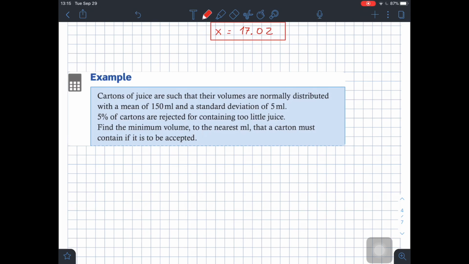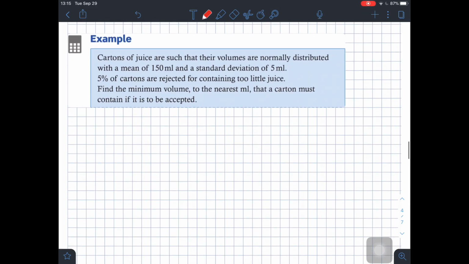Example. It says cartons of juice are such that their volumes are normally distributed with a mean of 150 ml and a standard deviation of 5 ml. Again, we have the mean and the standard deviation. So let me write that down. The mean is 150 and the standard deviation is 5 ml.